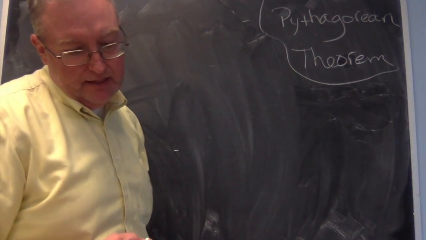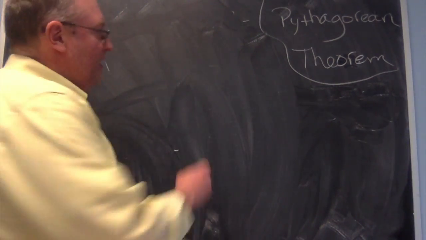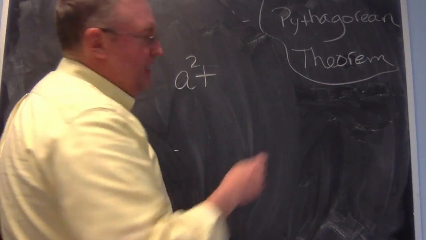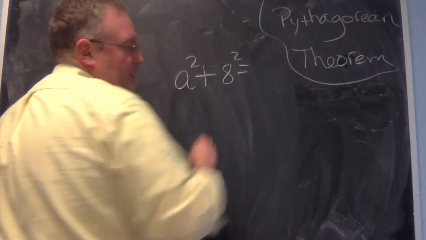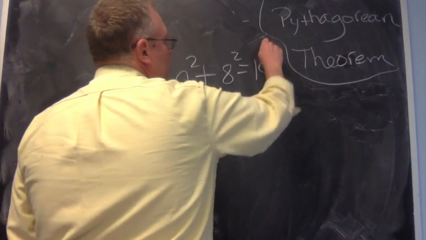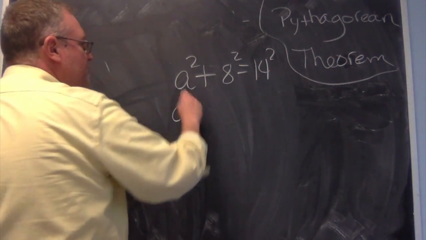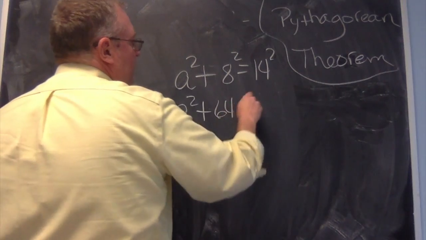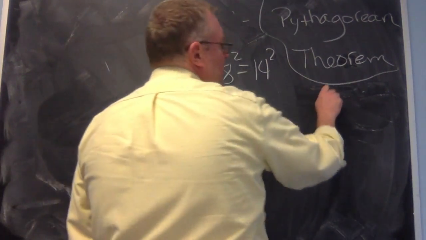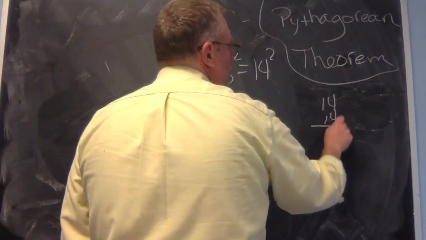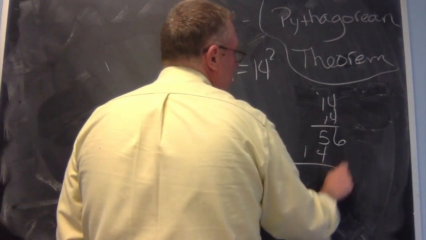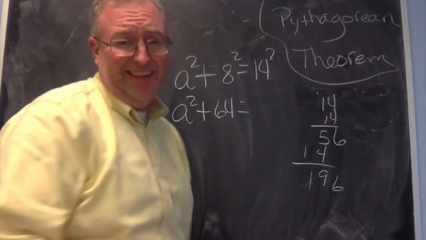13 says, I know one leg, I don't know the other. We'll call that a squared plus b squared, they give me on 13, which is 8. So 8 squared equals c squared, and the hypotenuse on that one is 14. So 14 squared. So I have a squared plus 64 equals 14 times 14, which is 196, I think. Let me see here. 4 times 4 is 16. Carry the 1, 4, 5, 4, and 1, 6, 9, 1. Oh yeah, I'm so good.